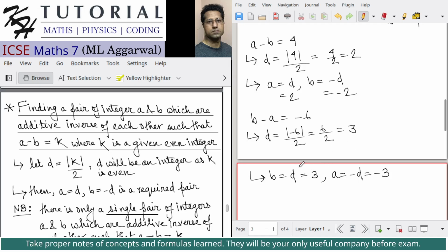You can verify that 3 and minus 3 are obviously additive inverse of each other, and you will see that b minus a is equal to minus 6. B minus a, no, b minus a is coming out to be 6. It is not coming out to be minus 6. I did some mistake. 1 second.